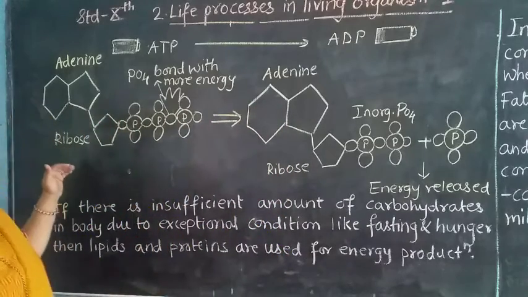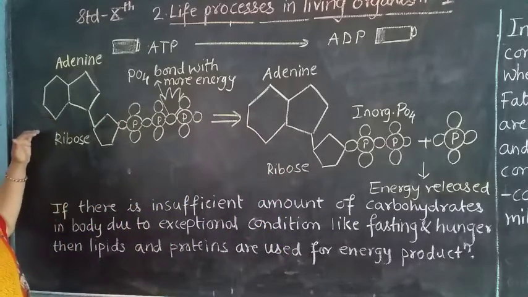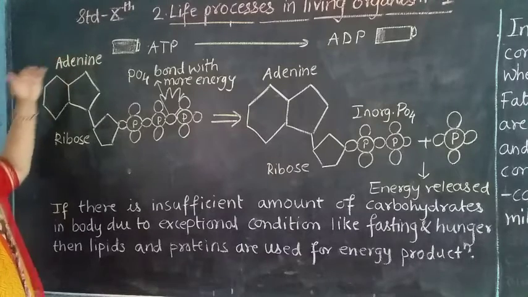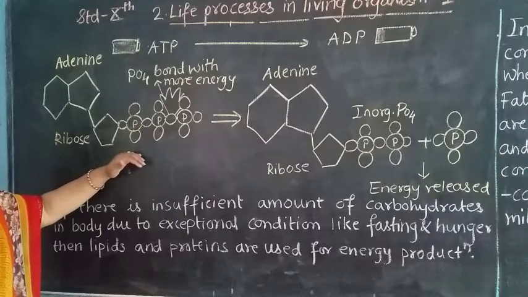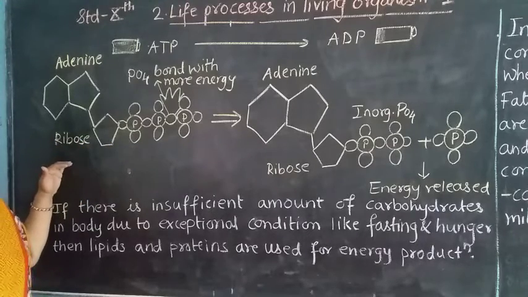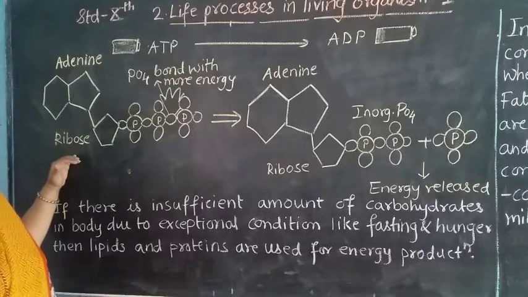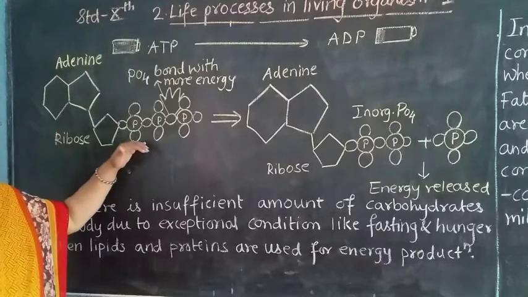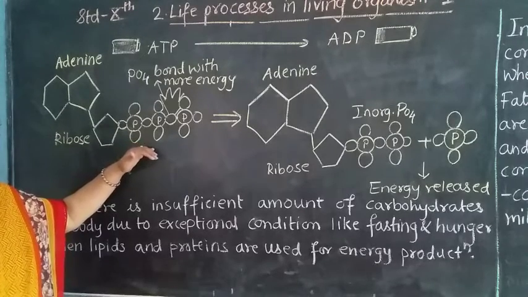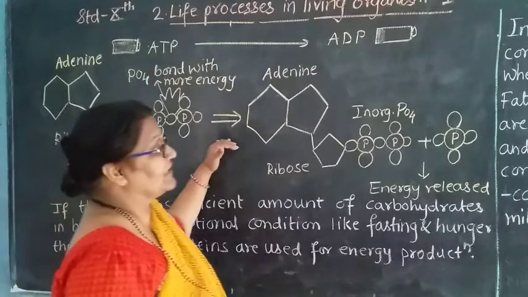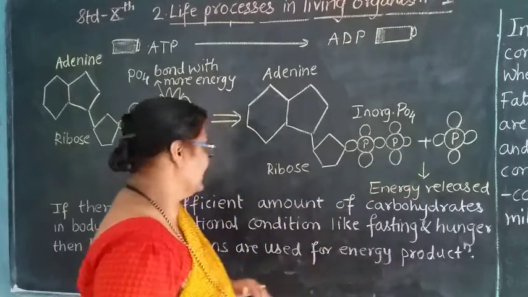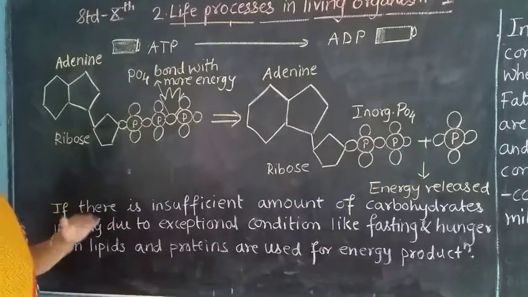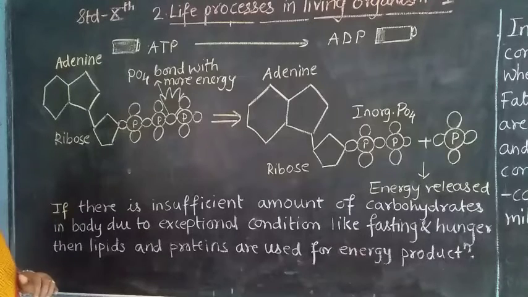Once again I will tell you, this is an ATP rich molecule with adenine and ribose plus phosphate bonds. So what happens whenever there is oxidation or breaking down of this ATP molecule? The phosphate bonds are broken, which have much energy in them, and they are converted into inorganic phosphate and we get the energy released.